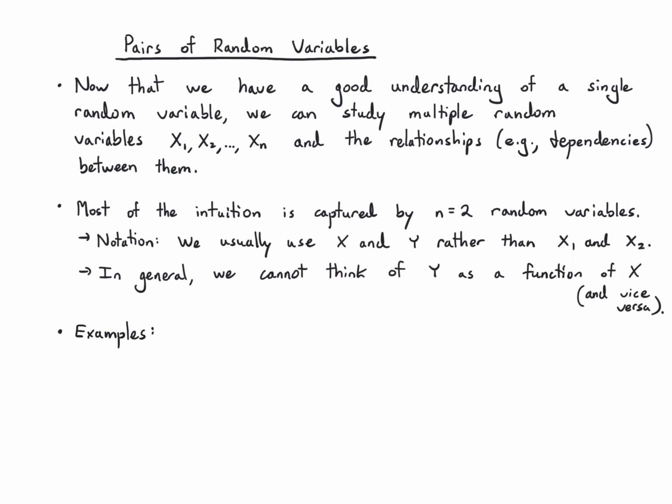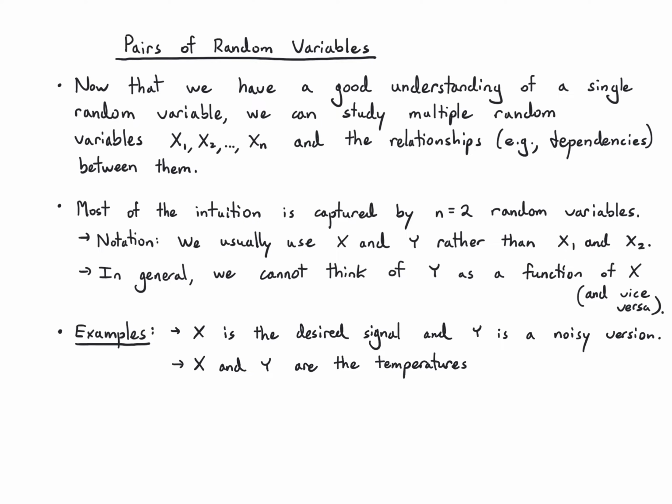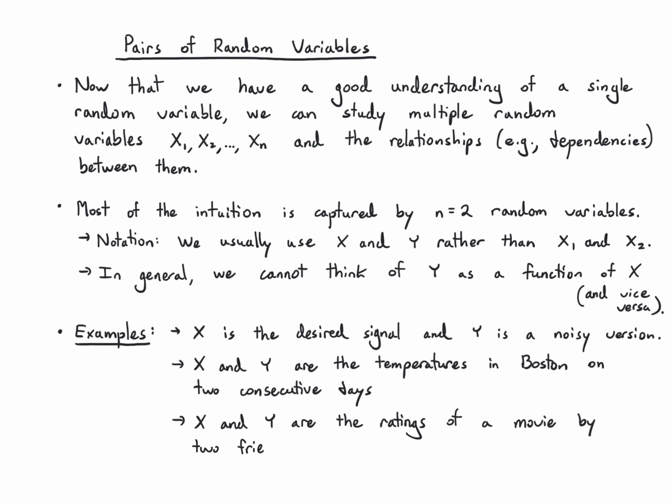Okay, as an example, let's say X is the thing that you want, and Y is a noisy version that you observe. Or X and Y are the temperatures in Boston on 2 consecutive days. Or maybe you're trying to predict movie ratings, and X and Y are the ratings of a single movie by 2 friends. So there's something you can predict, but it's not completely deterministic.